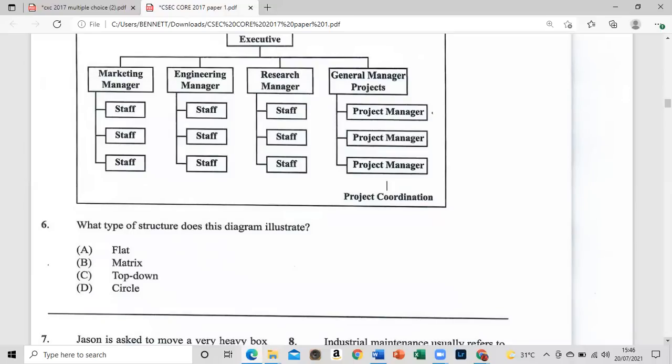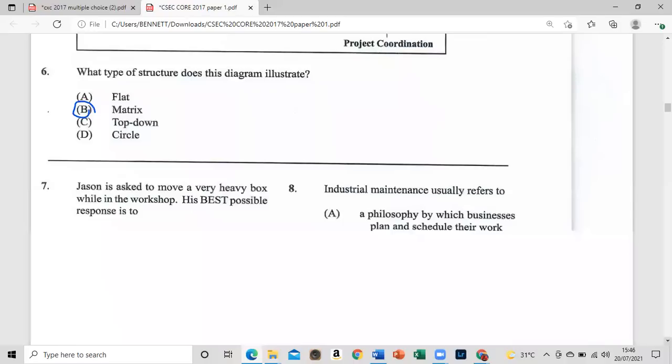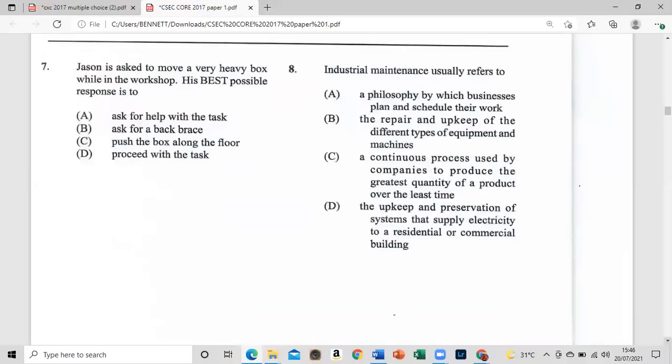What type of structure does the diagram illustrate? Is it A, flat? B, matrix? C, top down? Or D, circle? And this is the matrix. I'm assuming row by column, eh? Maths, you know. Can't get away from maths. All right.